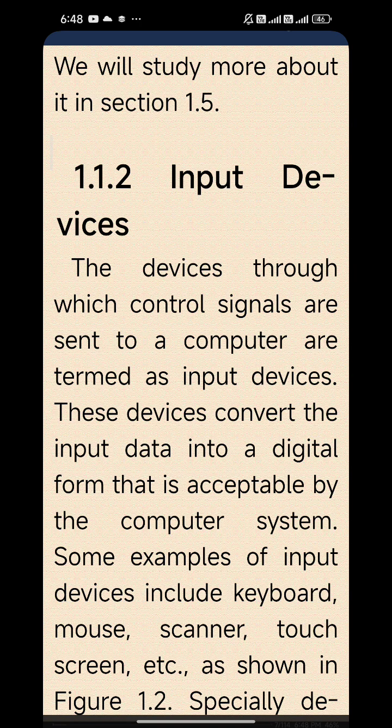1.1.2 Input devices. The devices through which control signals are sent to a computer are termed input devices. These devices convert the input data into a digital form that is acceptable by the computer system. Some examples of input devices include keyboard, mouse, scanner, touch screen, etc., as shown in Figure 1.2.